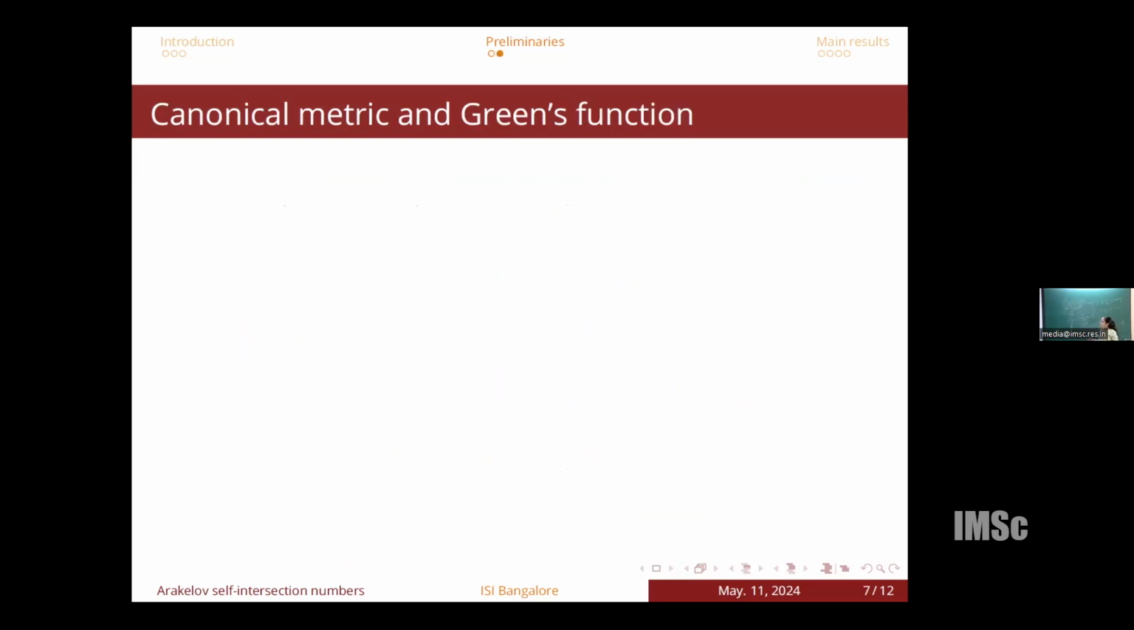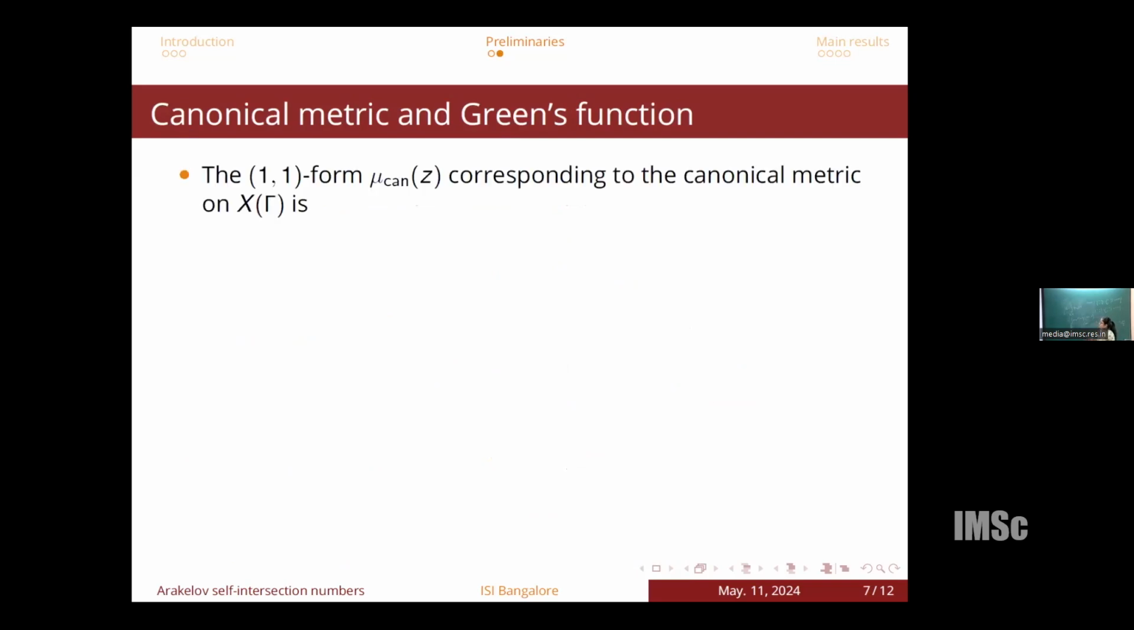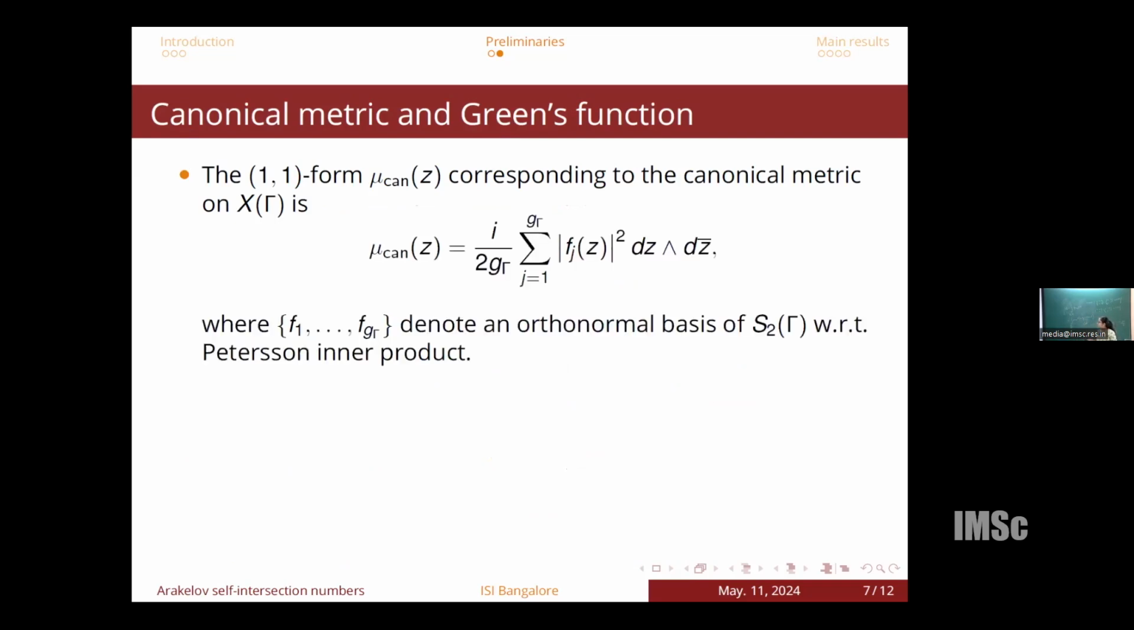Okay, now I introduce the canonical metric and the canonical Green's function. So what is the canonical metric? The (1,1)-form corresponding to the canonical metric I will denote by mu_can(z). This is given by this quantity here, where f_1, f_2 until f_g denote the orthonormal basis of weight two cusp forms with respect to the Petersson inner product.